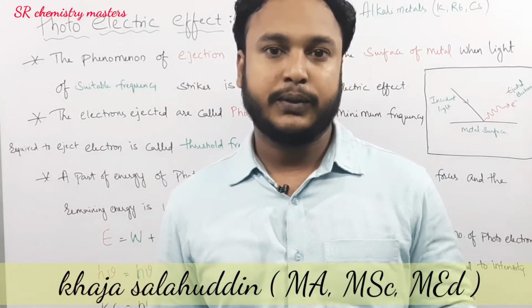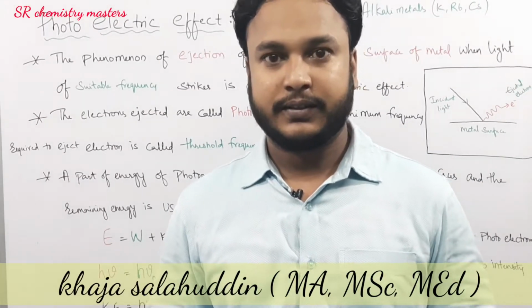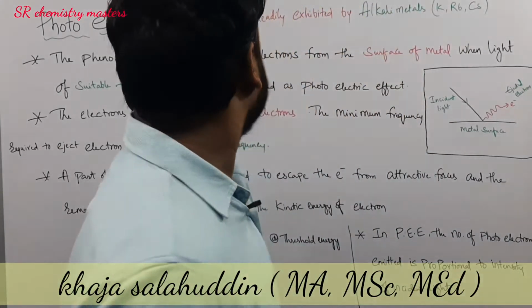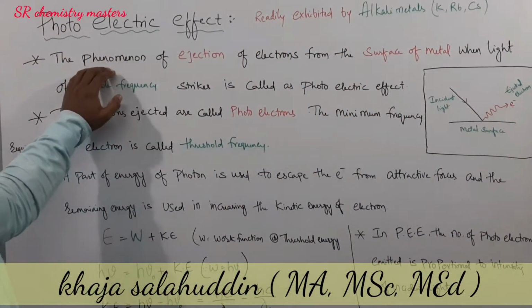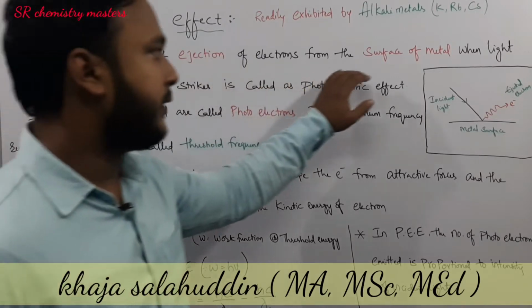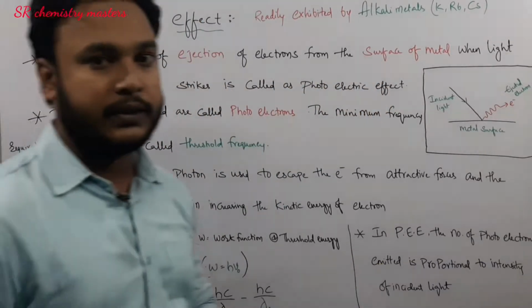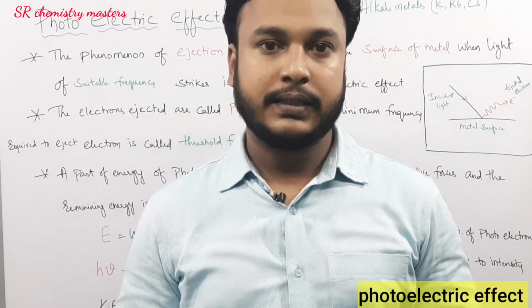In this video, we are going to discuss the photoelectric effect. Let us start with the definition of photoelectric effect. The phenomenon of ejection of electrons from the surface of the metal when light of suitable frequency strikes it is called photoelectric effect.